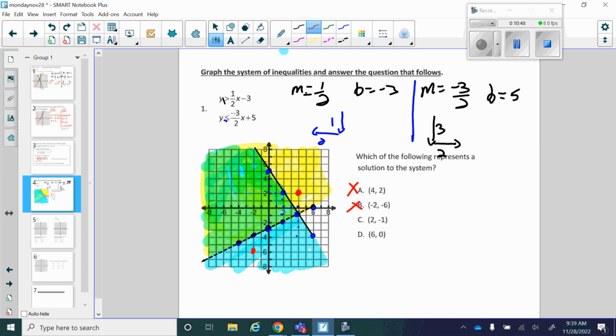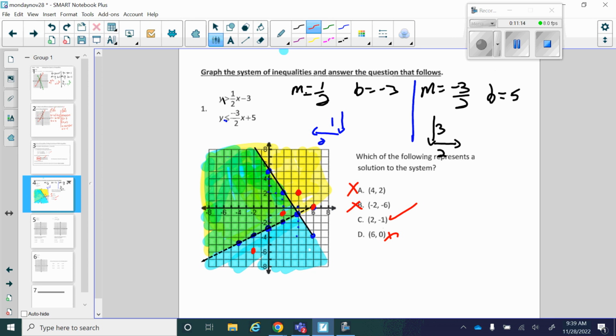Oh wait, (2, -1). (2, -1) is right here. Yes, that is in the green area, in the overlap area, so yes, that is. Oh wait, (6, 0). (6, 0) is right here. No, it's not in the shaded area, so this is not. Good.